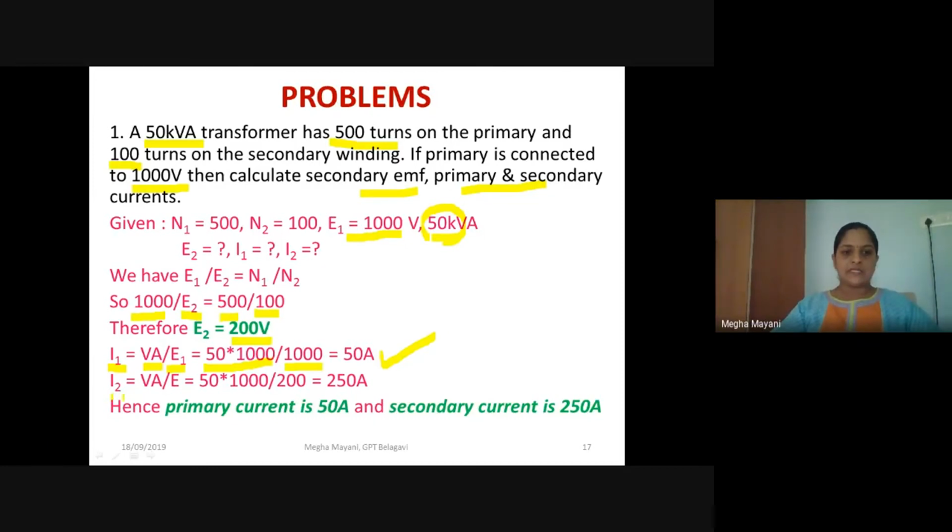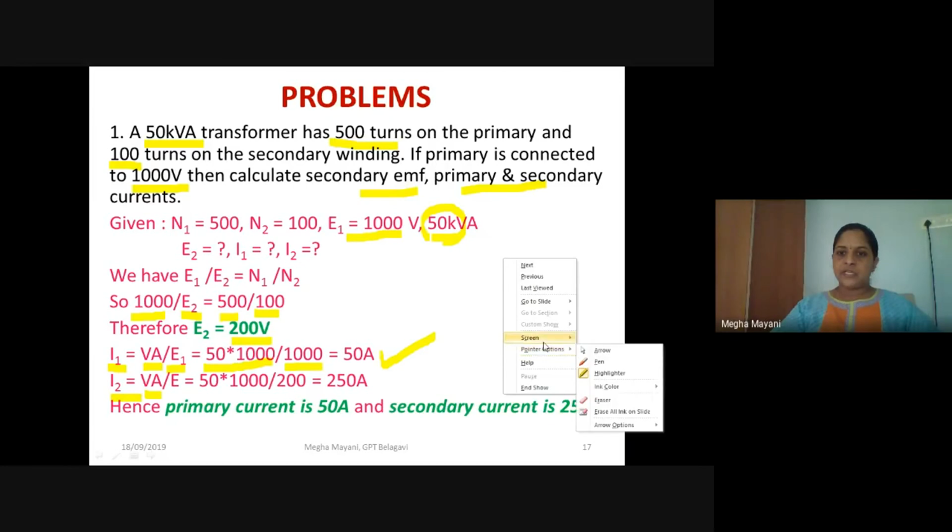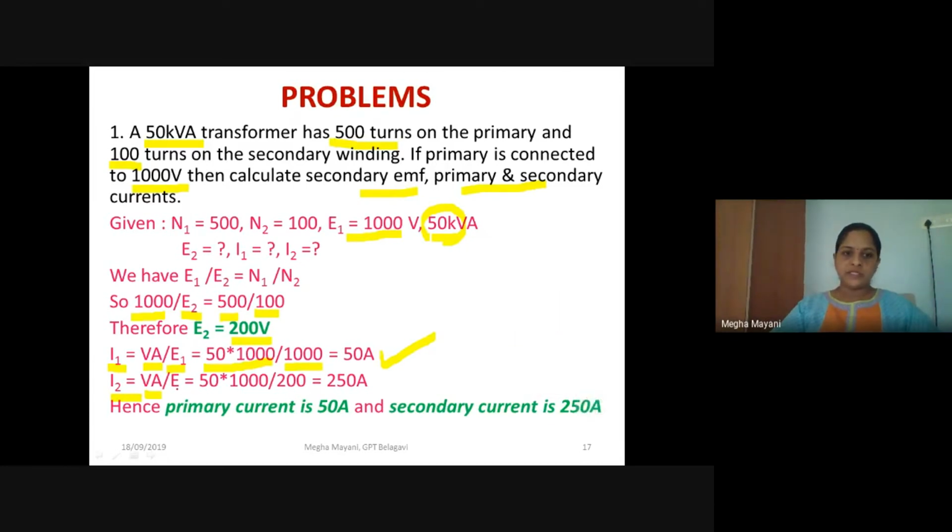Similarly, we can calculate the secondary current also, which is VA. Ideally, both are equal, input and output. Hence, VA by E2. Sorry, make a correction here. It should be E2; it's just a typo error. So VA by E2. So we get 50,000 upon what is E2. We have found it to be 200. So substitute 200 here. We get secondary current of 250 amperes. So I hope the solution is clear.